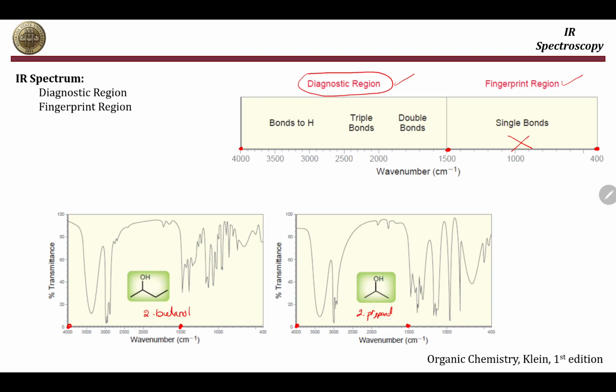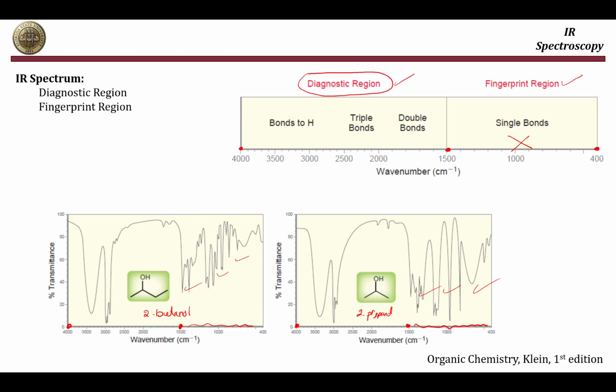However, if you look at the fingerprint region, which is this one here and this one here, you can see that each compound has a different fingerprint region, and that's why we call it the fingerprint region, because each compound will have its own signals that differ from the others. So this region can only tell us if those two compounds are the same or different. However, we cannot extract too much information from this region because it has so many peaks.